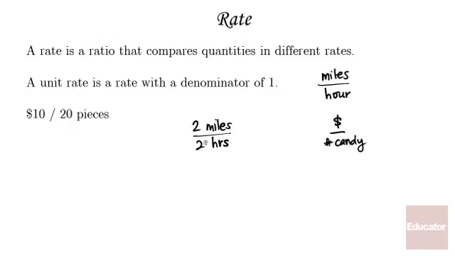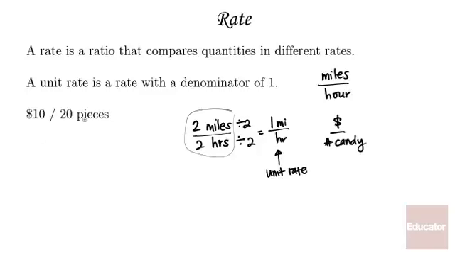So in order to turn this 2 into a 1, I have to divide the 2. So I'm going to divide this by 2, which means I have to divide the top number by 2. And this would be 1 mile per hour. Because it's 1 hour, 1 mile per hour would be the unit rate. This alone would just be a rate. But when you make the denominator a 1, a unit of 1, then this is a unit rate, because the denominator is 1.